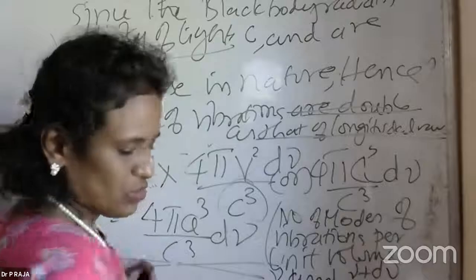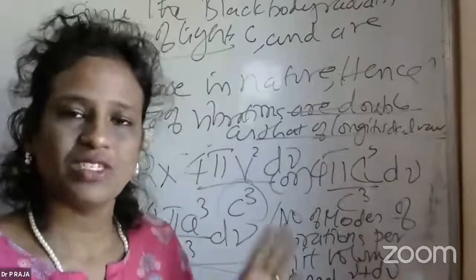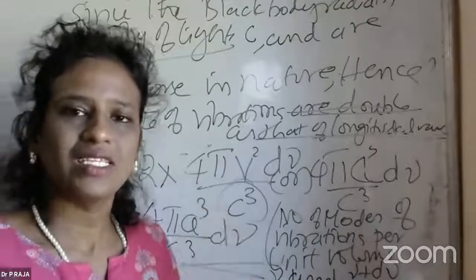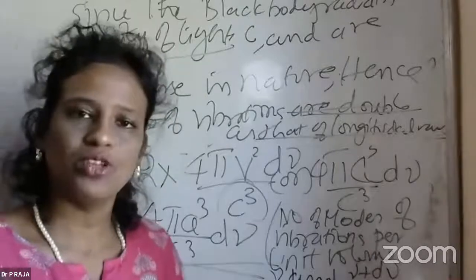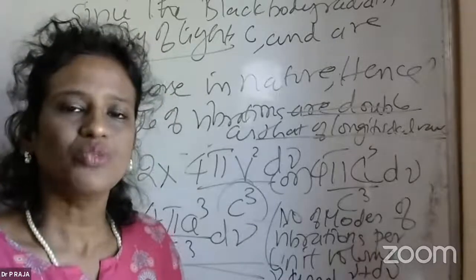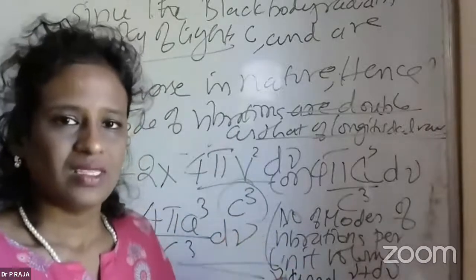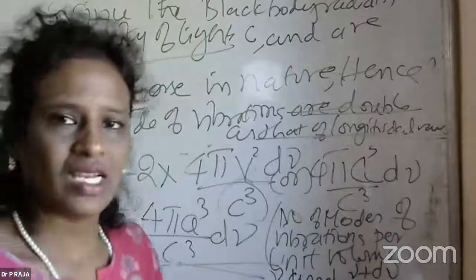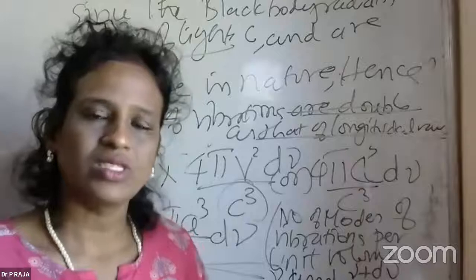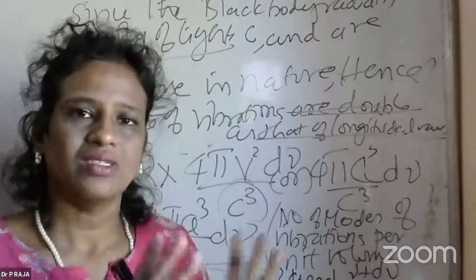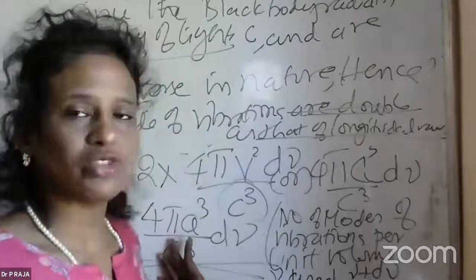So I will conclude this class here. This is the first part of calculating the number of resonators or modes of vibration in a unit volume between nu and nu plus d nu, as calculated by Max Planck. This is almost similar to the Rayleigh-Jeans way of calculating the number of modes of vibrations or frequencies within a particular radius. Both are the same, and the equations are also the same.